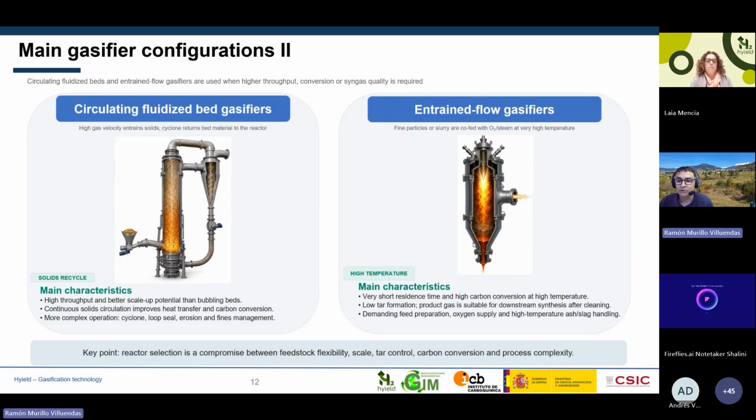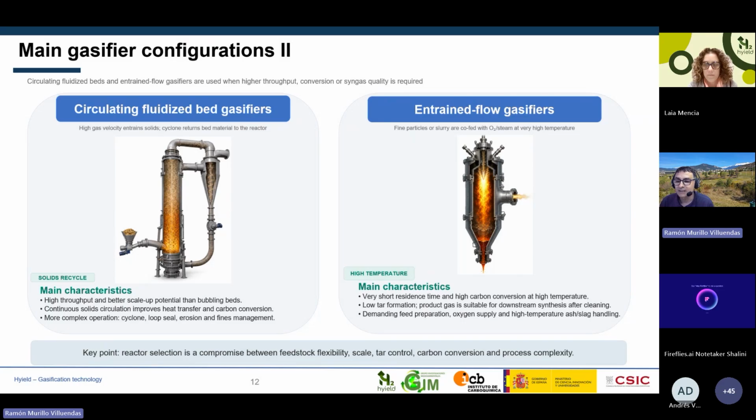On the right, entrained flow gasifiers operate in a really very different regime compared to the fluidized bed reactors. The feedstock must be finely ground or introduced as a slurry, and it reacts with oxygen and steam at very high temperature. In this way, residence times are very, very short, but carbon conversion is high and tar formation is usually very low. This makes entrained flow gasification attractive when a clean synthesis gas is required.